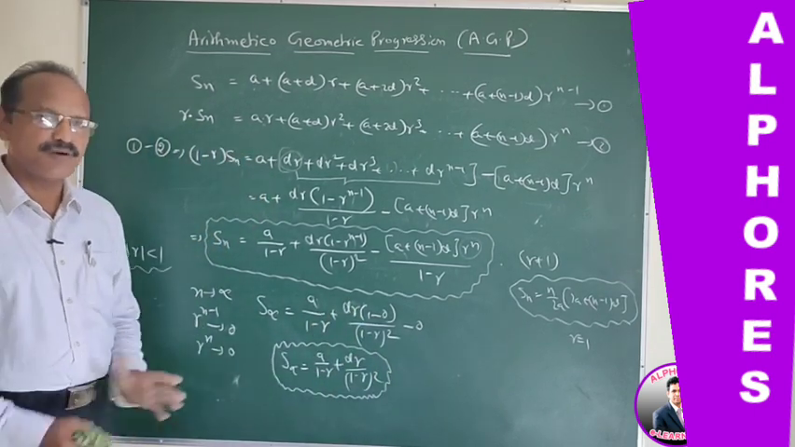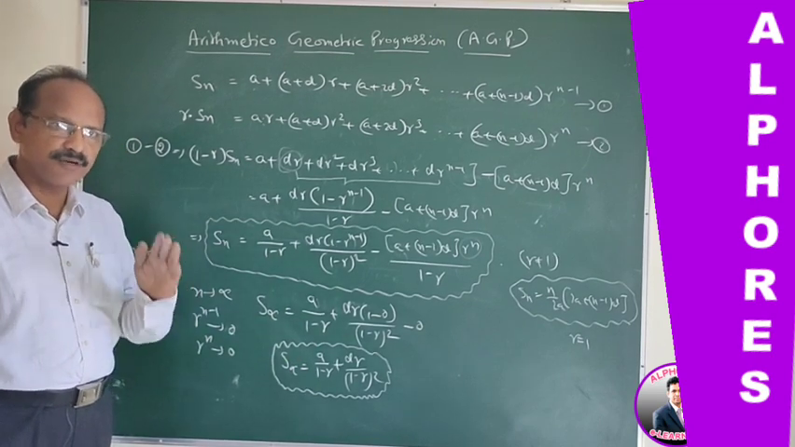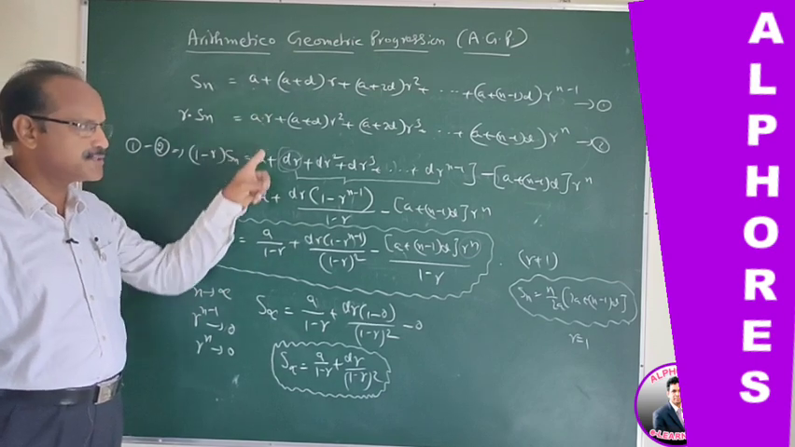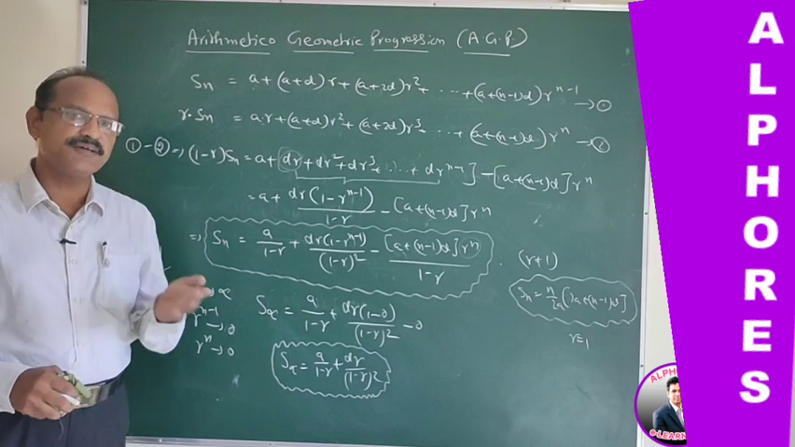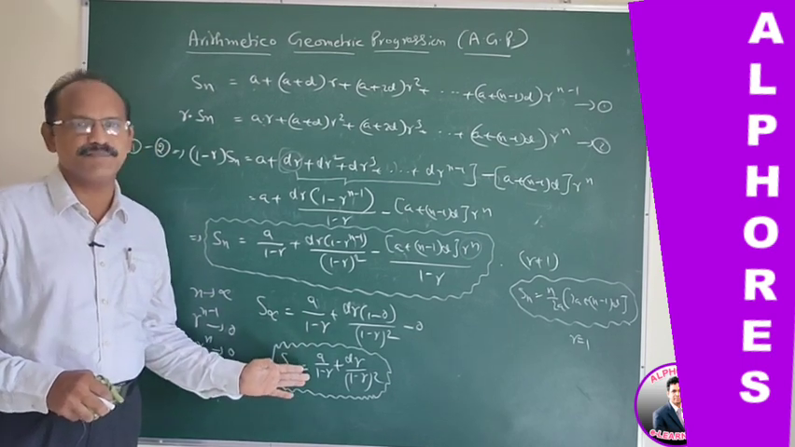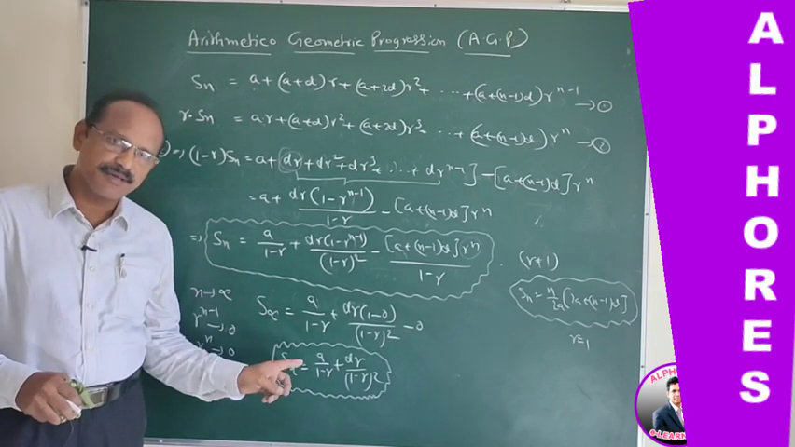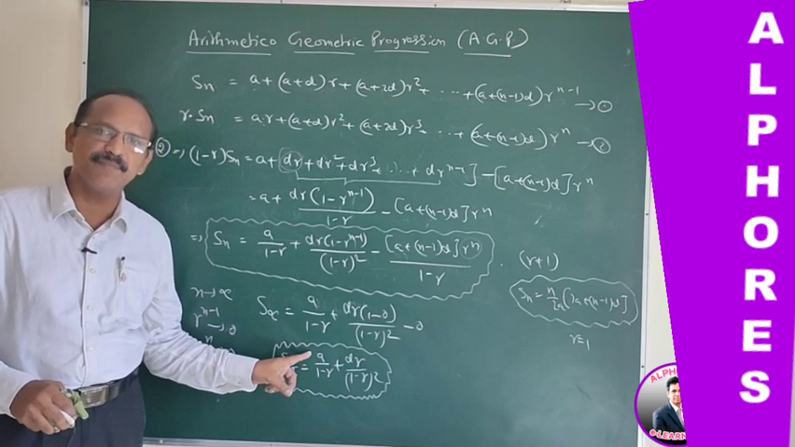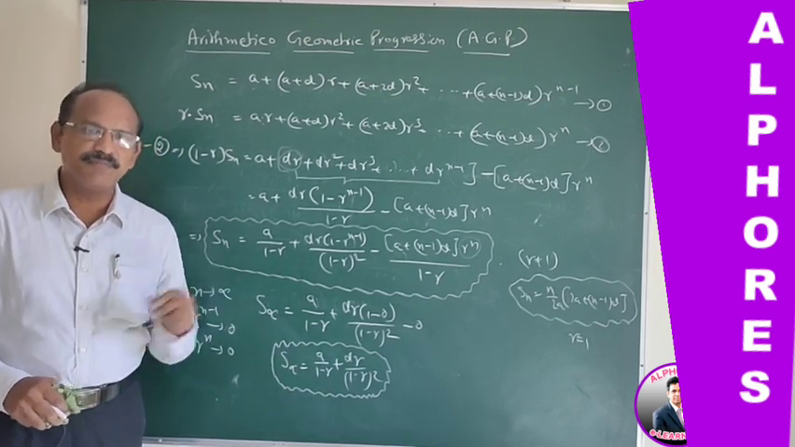Formula for sum to infinite terms of an AGP series. Of course, there is also the formula for sum to n terms. So always use the procedure to calculate the sum to n terms of an AGP series. You can use the formula directly for sum to infinite terms of AGP series. For sum to infinite terms, the AGP formula is a by 1 minus r plus d into r by 1 minus r whole square, where a is the first term of AP, r is the common ratio, and d is the common difference of AP.